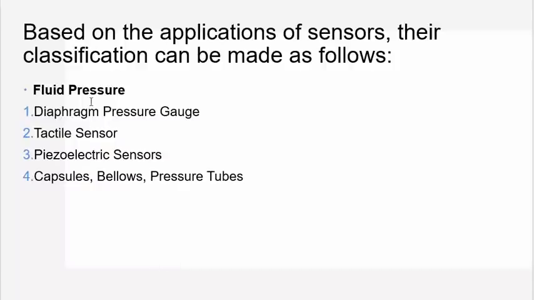Another one is what we call the fluid pressure, no, applications. And we have some examples here, such as diaphragm pressure gauge, tactile sensor, piezoelectric sensors, and then the capsules, the bellows, and pressure tubes. No, I've seen many project designs that have used or applied piezoelectric sensors, no, and these sensors sense something and measure something, and then it is used and applied in their system so that it interacts with the environment and the machine or the project that they have created, or the prototype. I mean, I'm talking about the prototype. They use it to be able to actuate something on the environment, right? So those are some of the examples.